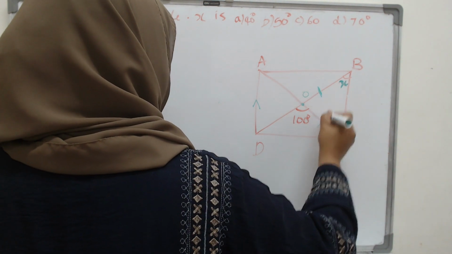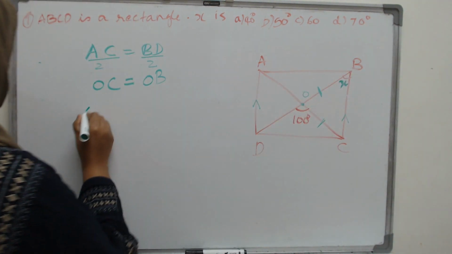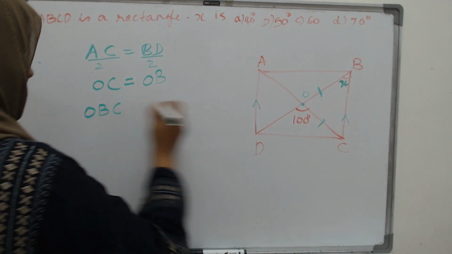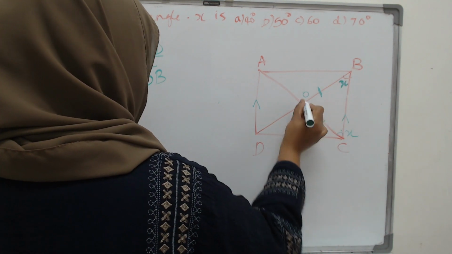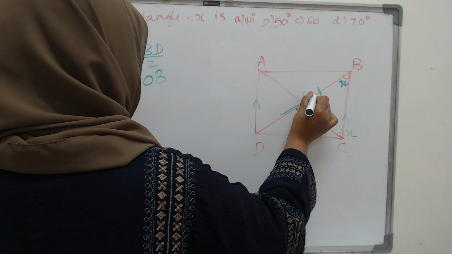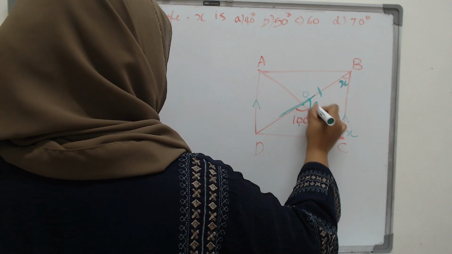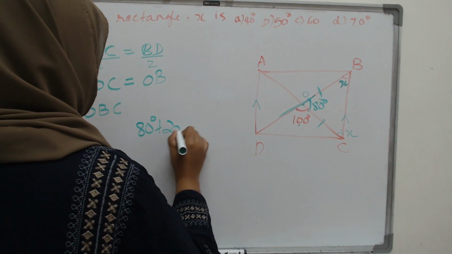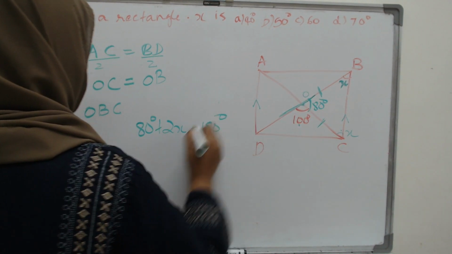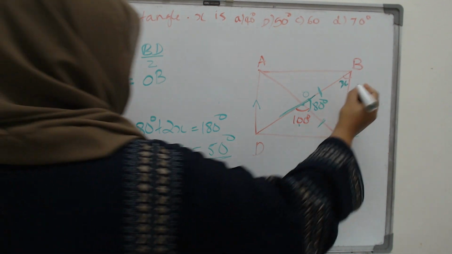Think about a triangle which connects all the things that we need. Obviously it is OBC. Now both are equal. That means this is x and this is x. But what do you have here? This forms a straight line, which means if this is 100, then this is 80. So that means 80 plus 2x will give you 180. That means x is equal to 50 degrees. Your x here is 50 degrees.